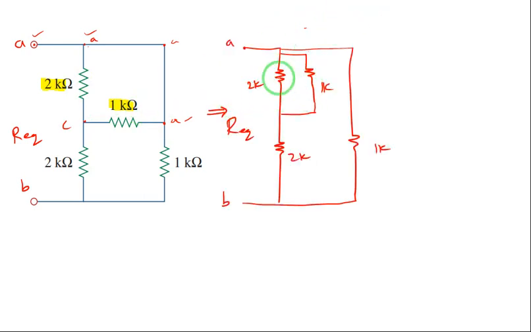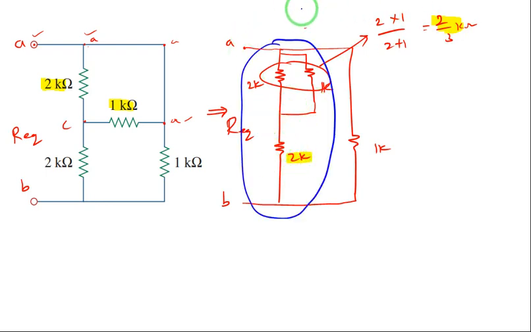Therefore 2 kilo ohm and 1 kilo ohm are in parallel, so we can write 2 into 1 by 2 plus 1, that is 2 by 3 kilo ohms. This 2 by 3 kilo ohm is in series with this 2 kilo ohms, therefore we get 2 by 3 kilo ohms plus 2 kilo ohms, that is 2 plus 6 by 3, that is 8 by 3 kilo ohms.